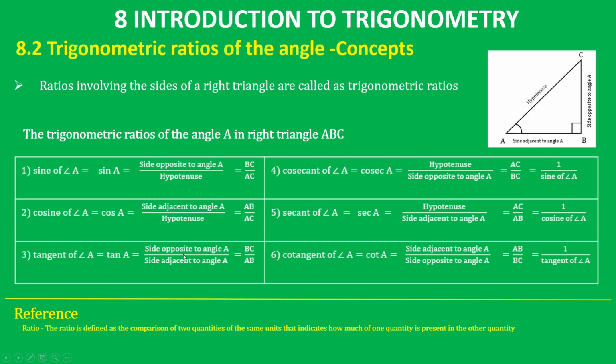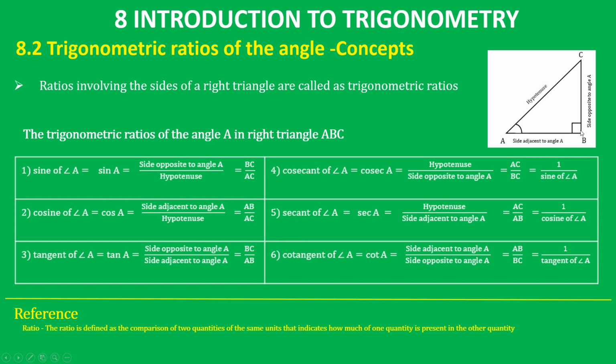Mathematicians have specified that the ratio of side opposite to angle A to side adjacent to angle A, they called it tangent of A or tan A.